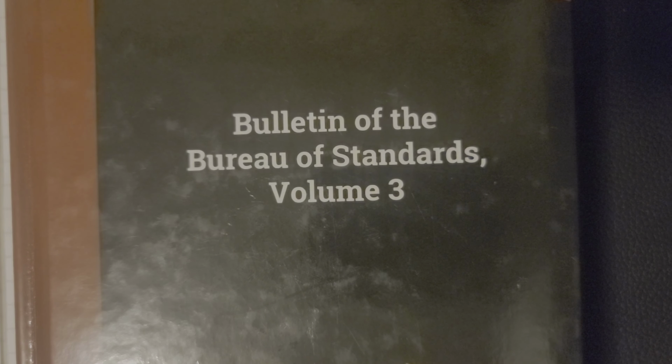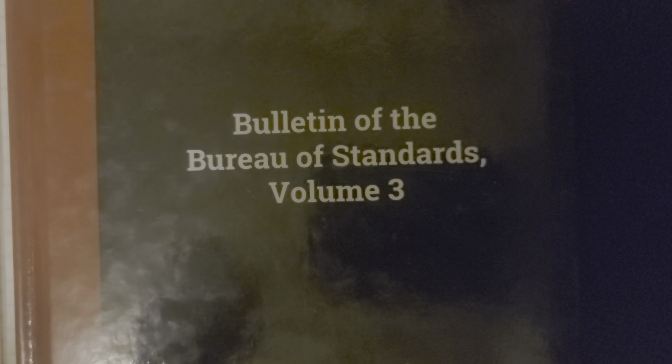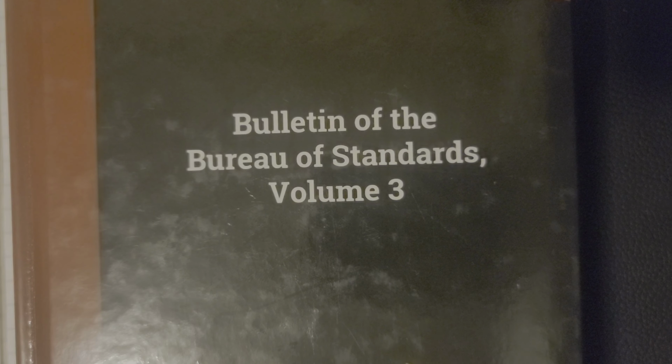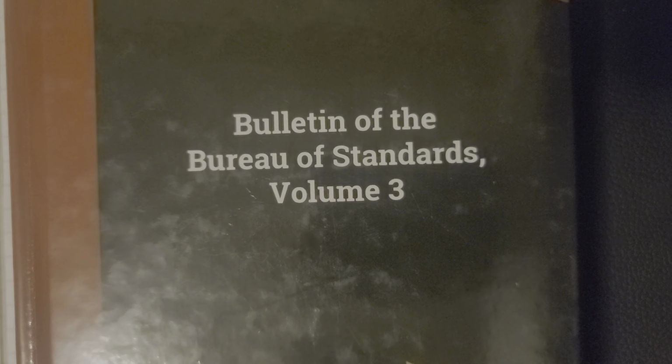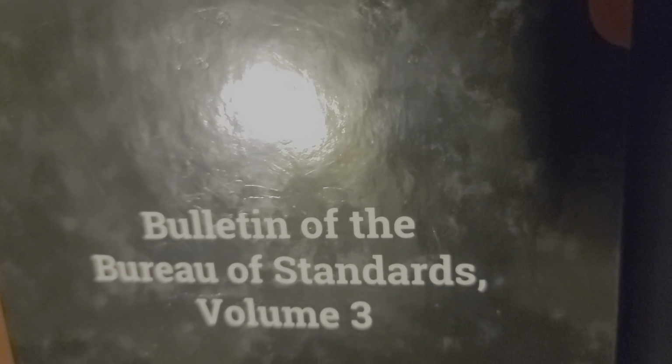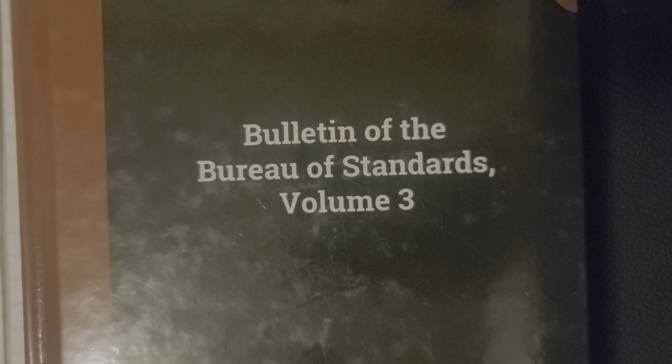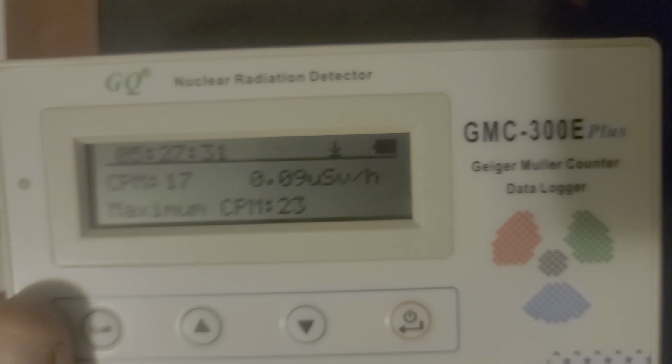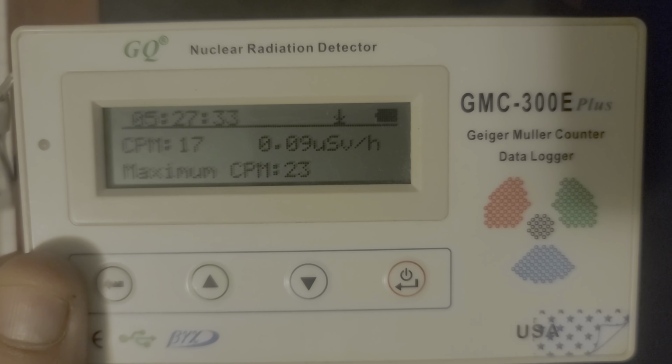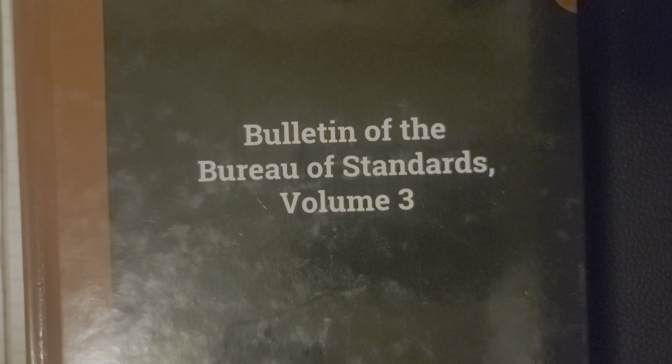Hey guys, we're going to be bringing physics to life today, and I want to show you how one law governs everything from a light bulb to one of these, a Geiger counter. So what does a light bulb and a Geiger counter have in common?